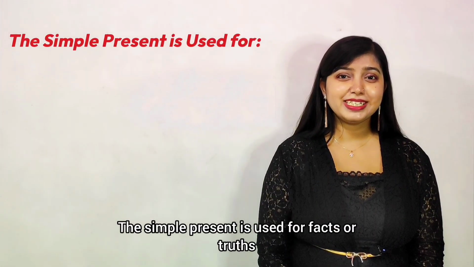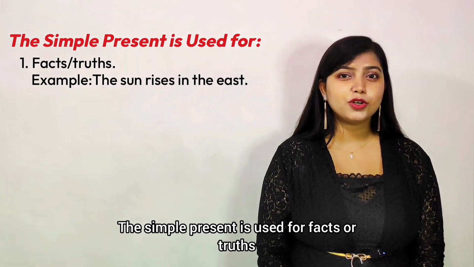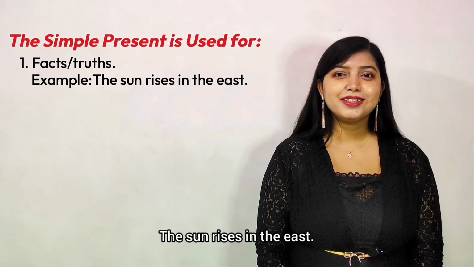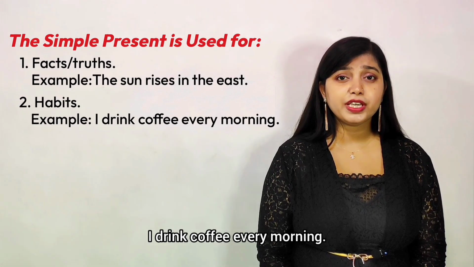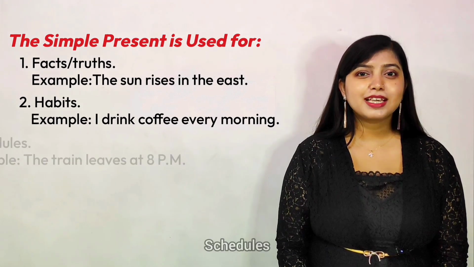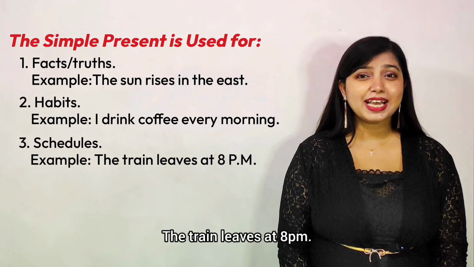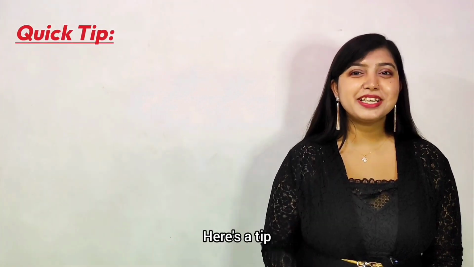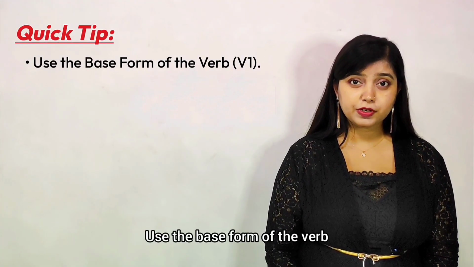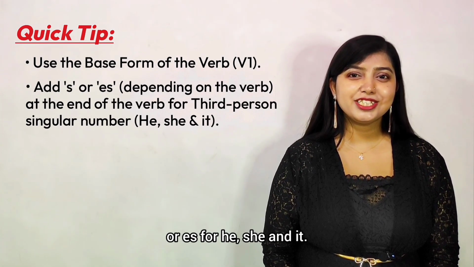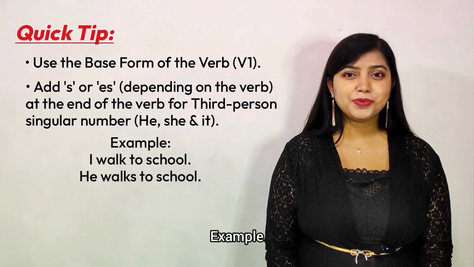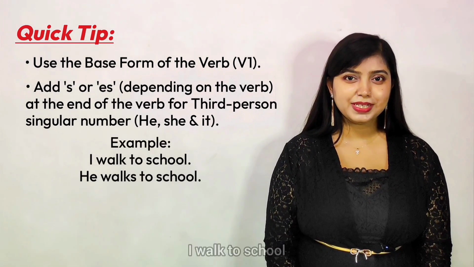The simple present is used for facts or truths. The sun rises in the east. Habits, I drink coffee every morning. Schedules, the train leaves at 8 p.m. Here's a tip, use the base form of the verb and don't forget to add s or es for he, she and it. Example, I walk to school.